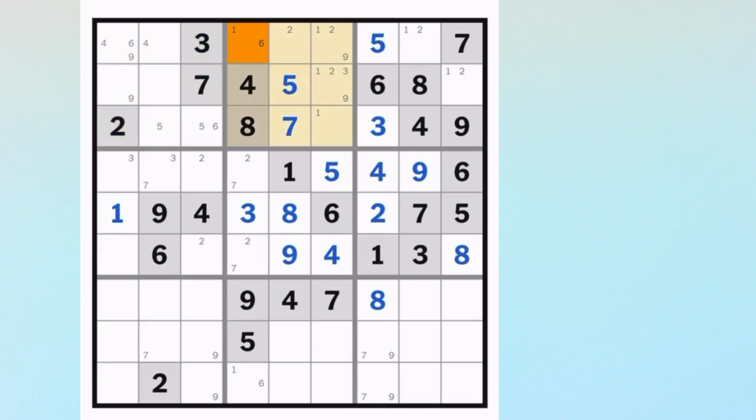So coming back to this block, 5 is already posted. Then 6 we need to post. 6. 7 is there, 8 is there. Then 9 is already posted. Now you see here, there are 2 cells where 1 and 6 are unique. So that means we can remove 1 and 6 from the remaining cells.